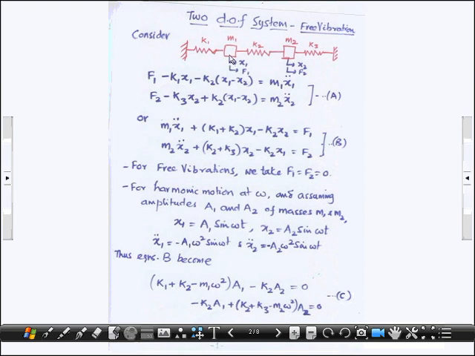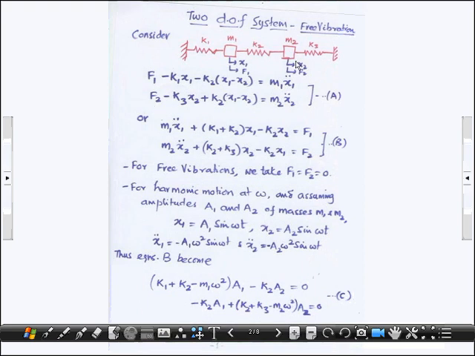Corresponding to the first mass M1, the forces acting are F1, and the force due to spring K1, which is acting to the left. Also, when x1 is greater than x2, the spring K2 gets compressed and there is a force acting on M1 to the left. Therefore, you have the first equation of motion given by F1 minus K1 x1 minus K2 into (x1 minus x2). This is the resultant force that will lead to an acceleration of the mass M1, x1 double dot.